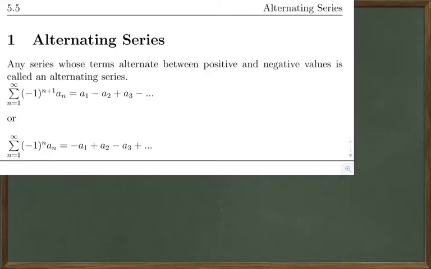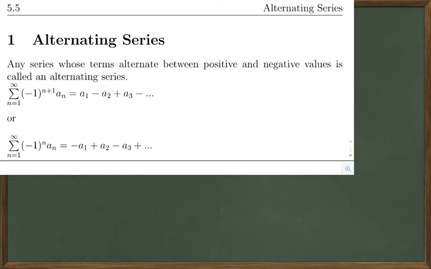Okay, in this video we're going to be looking at alternating series. This is section 5.5. So, definition of an alternating series: any series whose terms alternate between positive and negative values is called an alternating series. For example, the sum from n equals 1 to infinity of (-1)^(n+1) a_n is equal to a_1 minus a_2 plus a_3 minus a_4, etc.